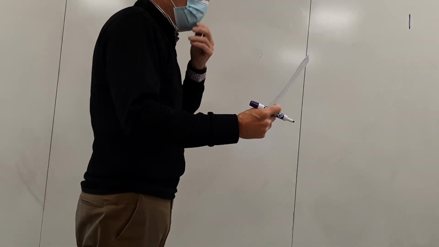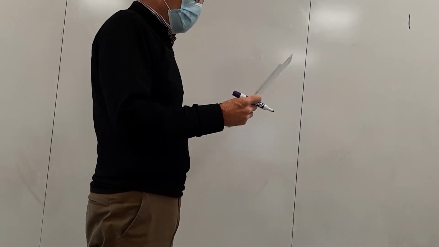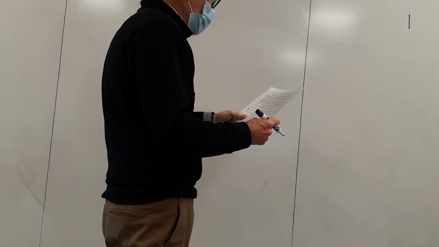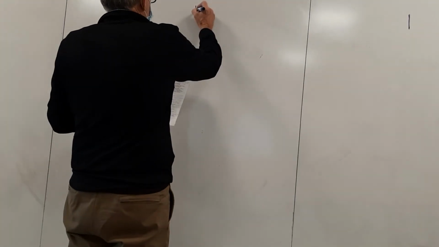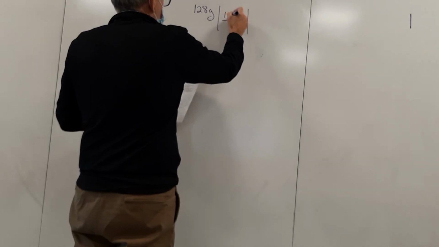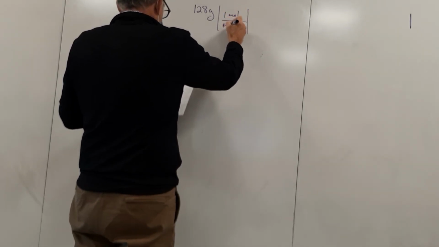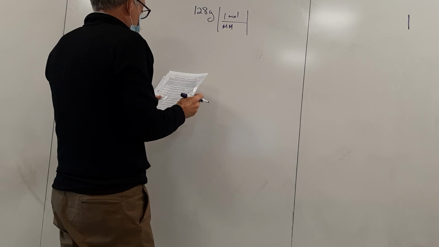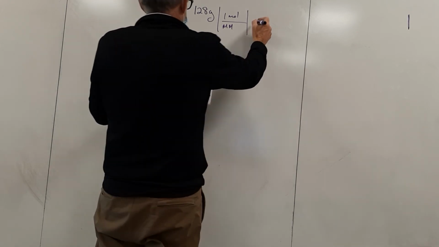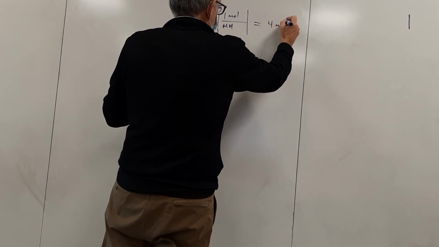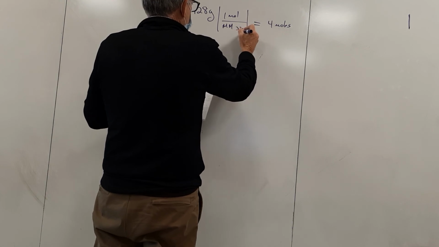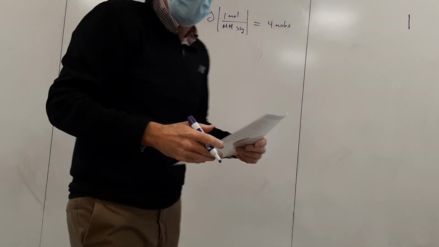A mole treasure hunt. How many moles of sulfur atoms have a mass of 128 grams? So I got 128 grams, 1 mole over the molar mass, and then the answer is going to be how many moles? And the answer is 4 moles. I think it's 32 grams for the molar mass. Number 1. Let me get my periodic table here.